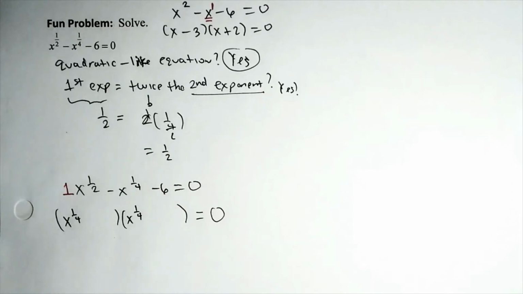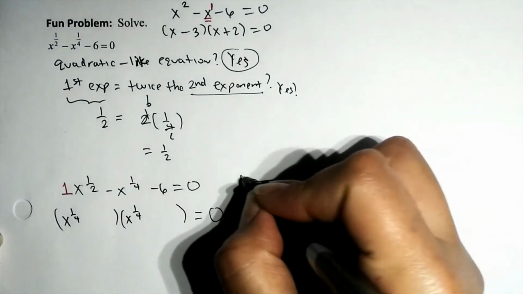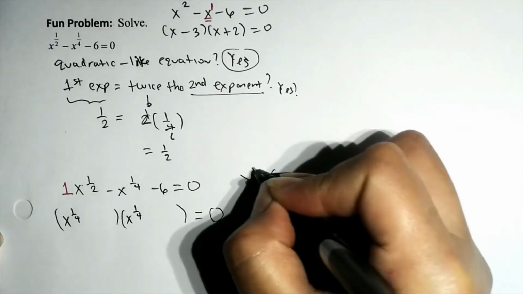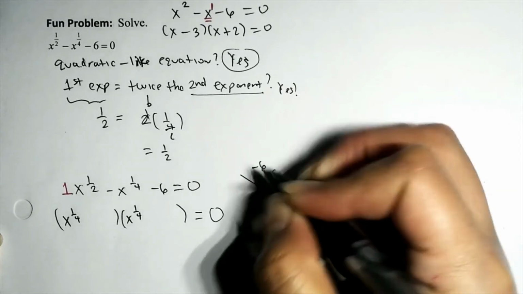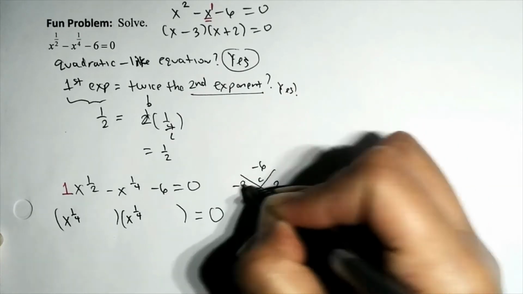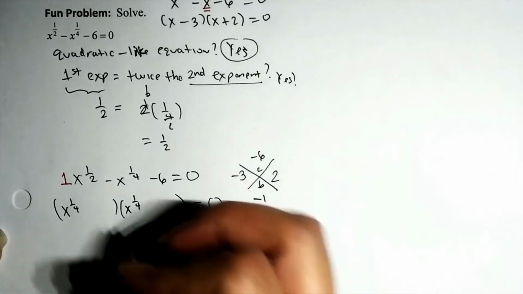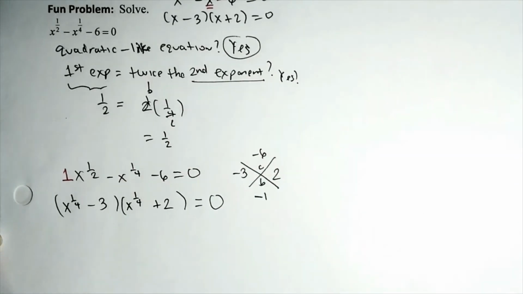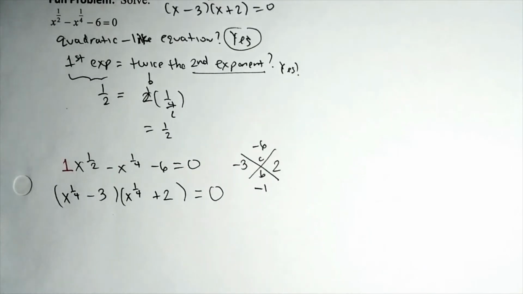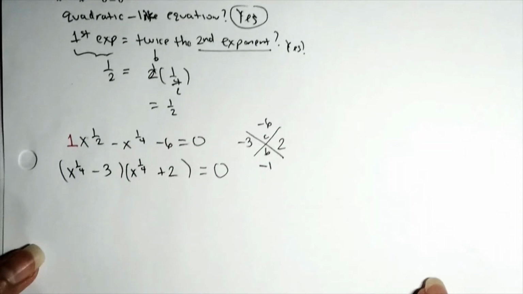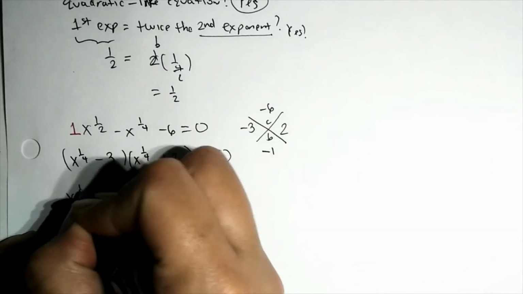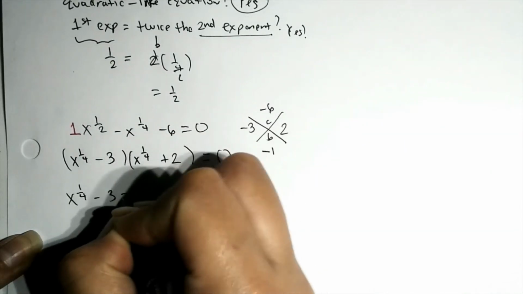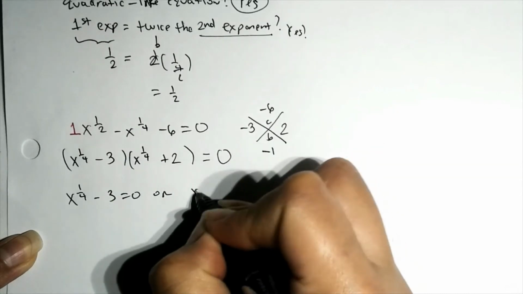To complete the two-term expressions, we want factors of c that add up to b, factors of -6 that add up to -1. It's going to be 3 and 2, where the larger factor is negative. So we're going to put -3 and +2. If we're solving by factoring like we are, we have factored, so we're good. So if the product equals 0, then one of these factors has to equal 0. Either the first factor equals 0 or the second factor equals 0.